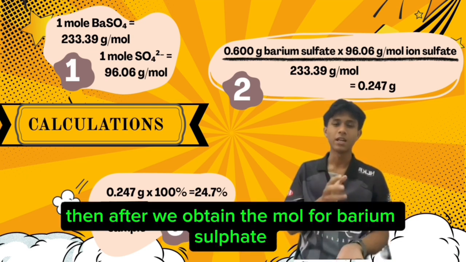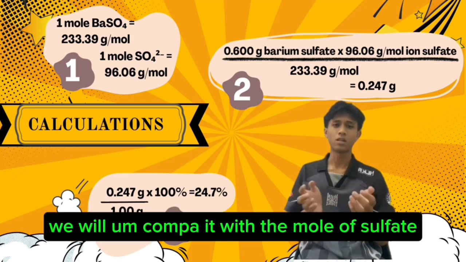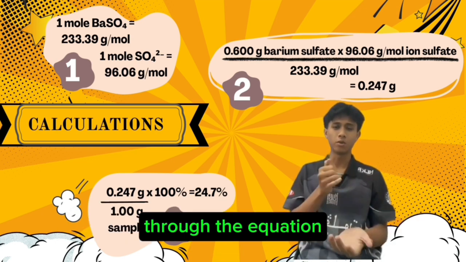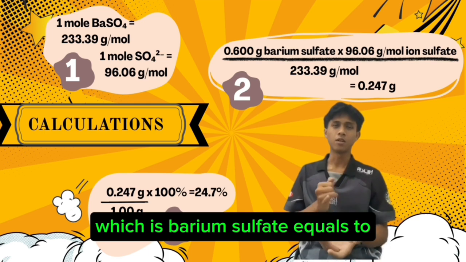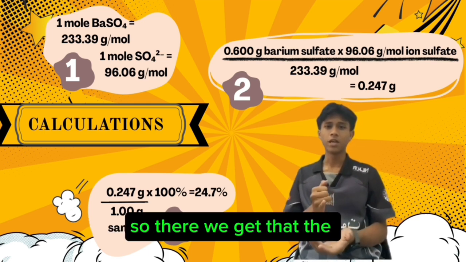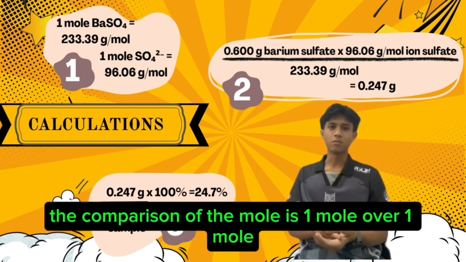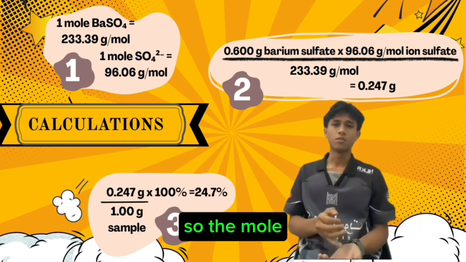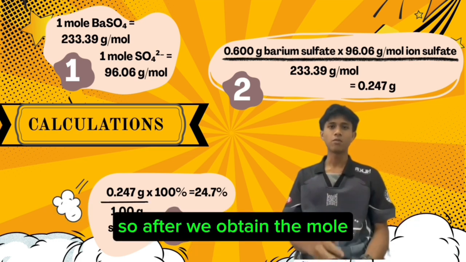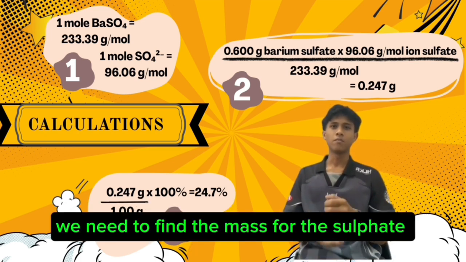Then after we obtain the mole of barium sulfate, we compare it with the mole of sulfate through the equation, where barium sulfate gives barium ion and sulfate ion. So the mole comparison is 1 mole over 1 mole. The mole of barium sulfate is the same as the mole of sulfate. After we obtain the mole, we need to find the mass of the sulfate.